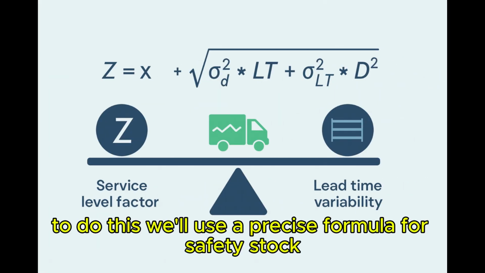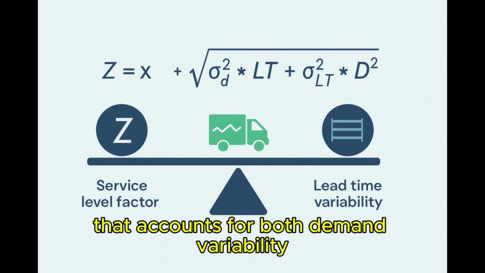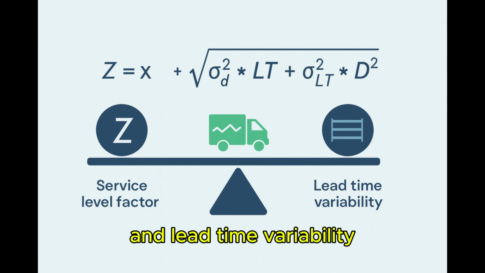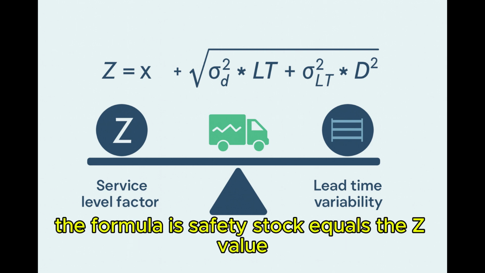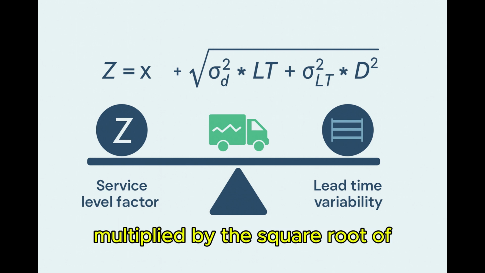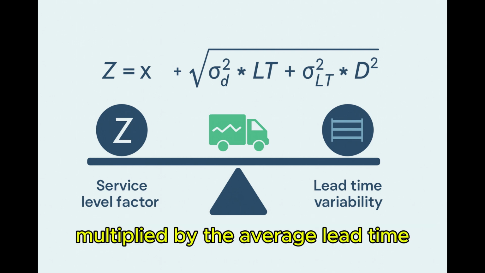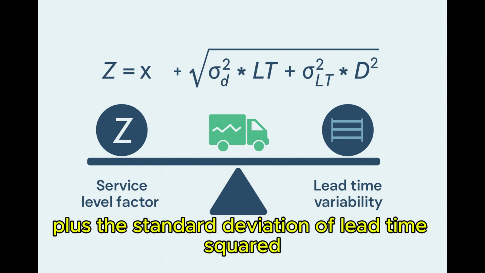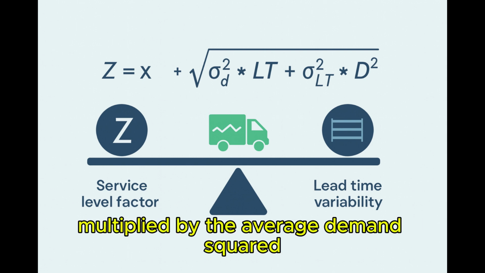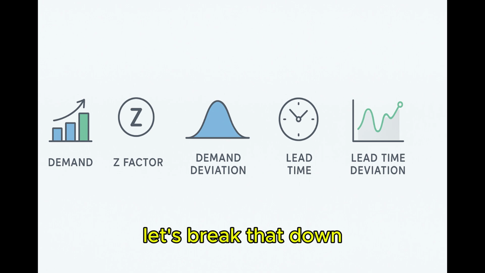To do this, we'll use a precise formula for safety stock that accounts for both demand variability and lead time variability. The formula is: safety stock equals the z-value multiplied by the square root of the standard deviation of demand squared multiplied by the average lead time, plus the standard deviation of lead time squared multiplied by the average demand squared. Let's break that down.